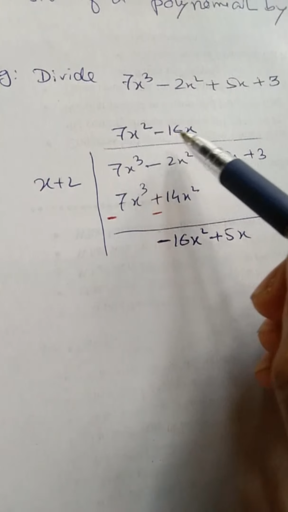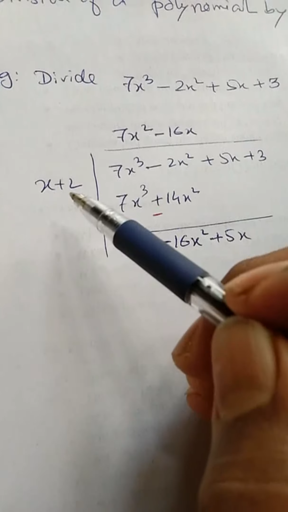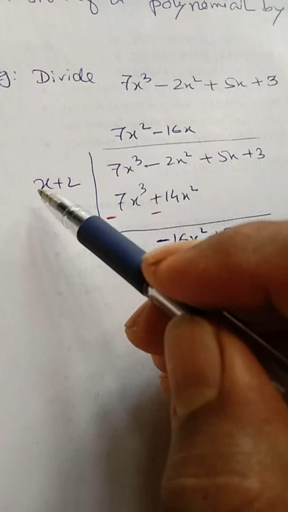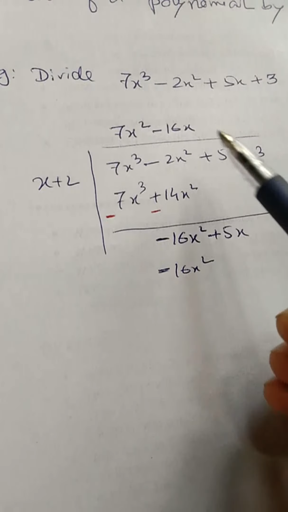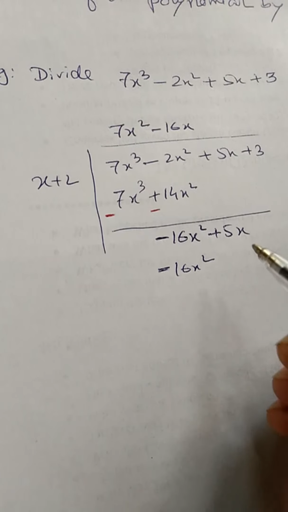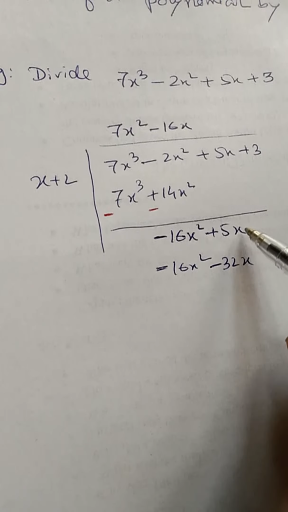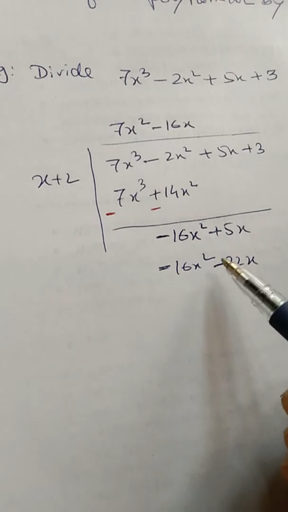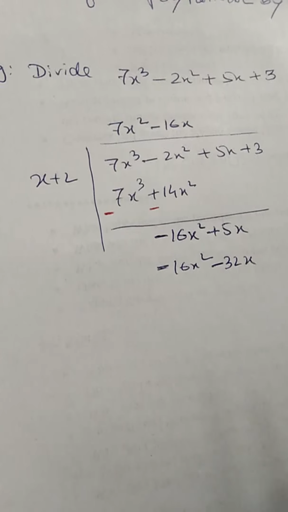Now this minus 16x will multiply with both x and plus 2. So minus 16x into x will be minus 16x square, that we will write here, and minus 16x into plus 2 will be minus 32x, that we have written below x. So remember, when we write this, the terms should be below like terms only.